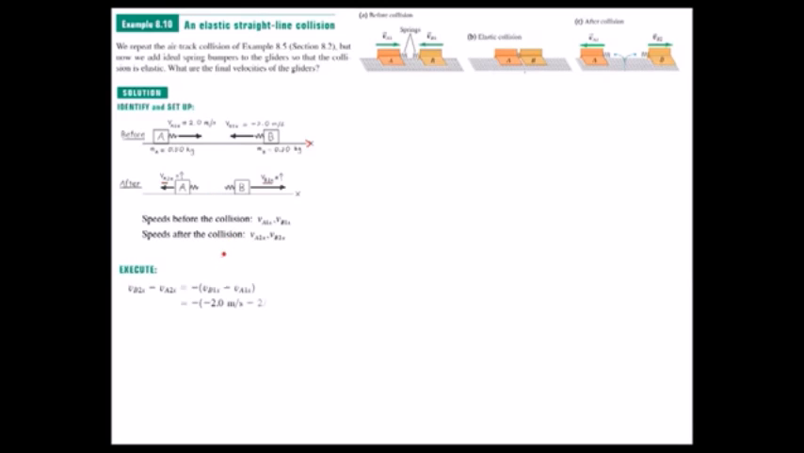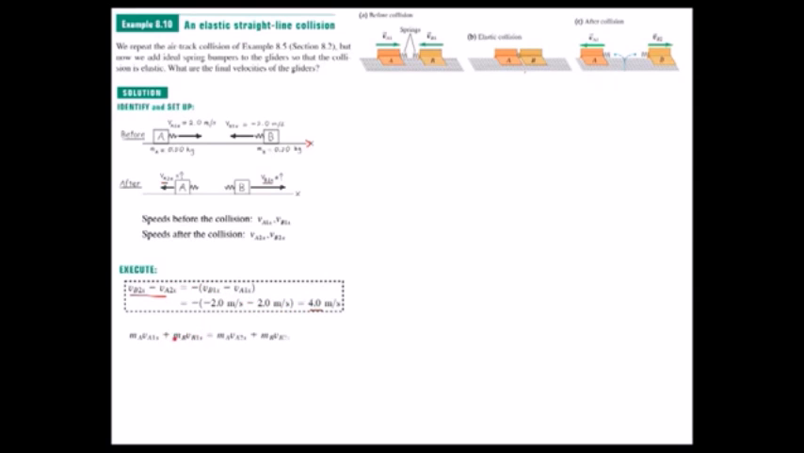We'll begin by using equation 8.27 that says that the relative velocities of the gliders before and after collision are equal in magnitude but different in sign. So here is the relative velocity of the gliders after collision, and that's equal to minus the relative velocity before collision. And of course, before collision I have the velocity, so I can put in the number. So I've got one equation.